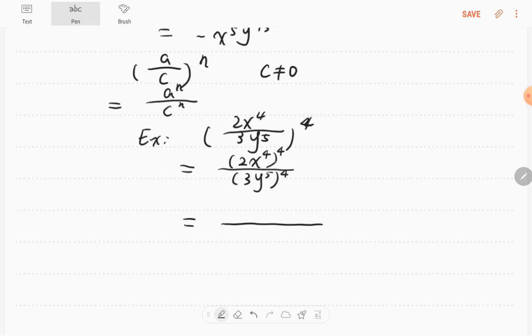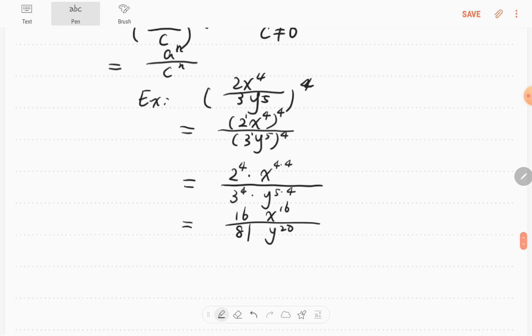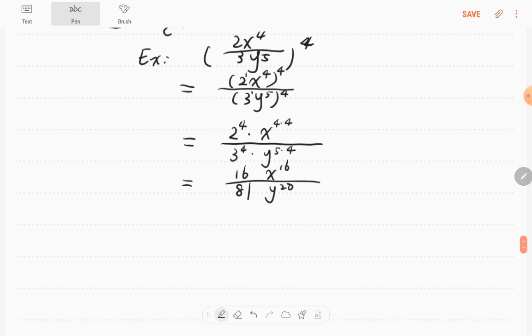Now we could use the product rule, right? We will think the first term in the parenthesis is 2. Then we use the product rule. We know 2 to the 4th times x to the 4 times 4, because here we know it's 2 to the 1. And we do the same thing for the bottom part, we know 3 is just 3 to the 1. So we will get 3 to the 4th, y to the 5 times 4. So after that, we can evaluate. We'll get 16 for the first part, and x to the 16. And for the bottom, we will have 81 y to the 20. Okay, so of course we know y cannot be 0.